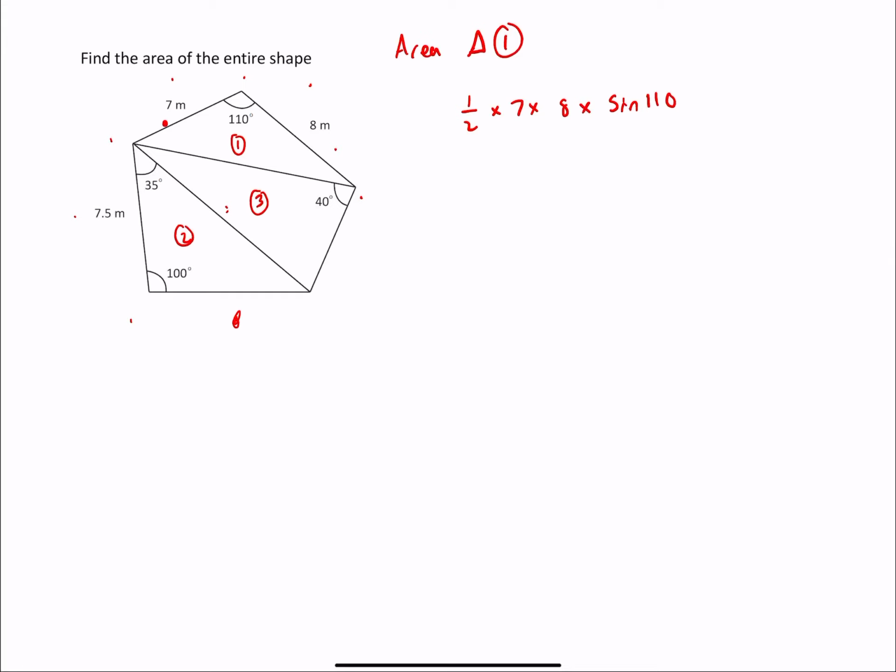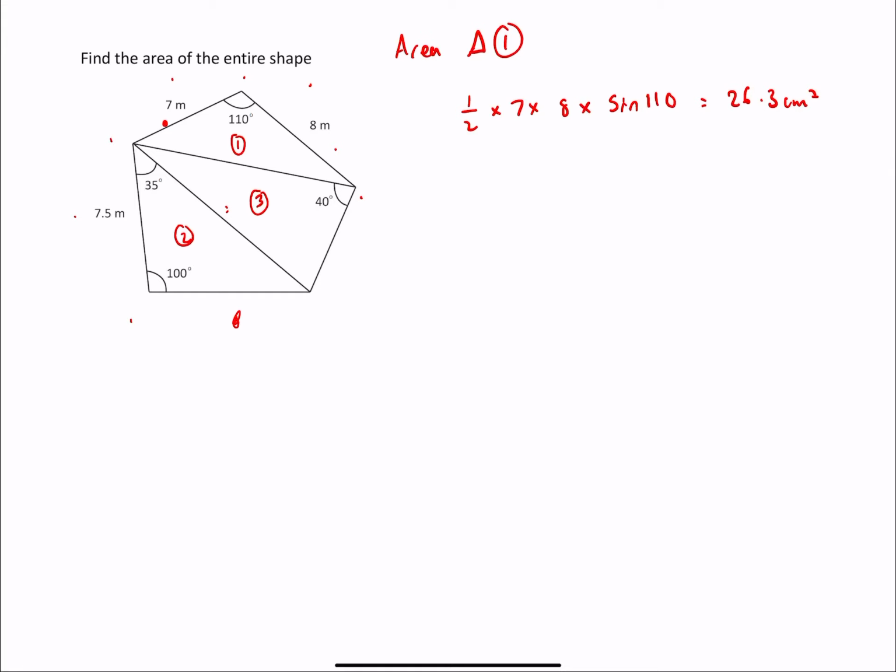So 0.5 times 7 times 8 times sine 110 gives me an area of 26.3 centimeters squared. And this time it's asking me to find the area of the entire shape. So once I found the area of each section, I'm just going to add it together, not much more than that.